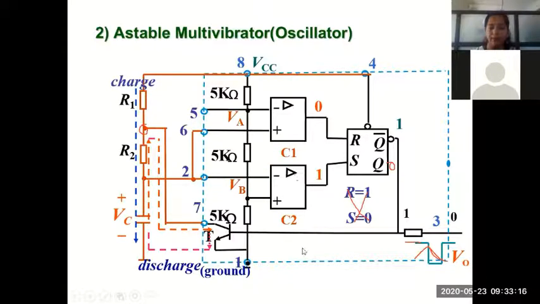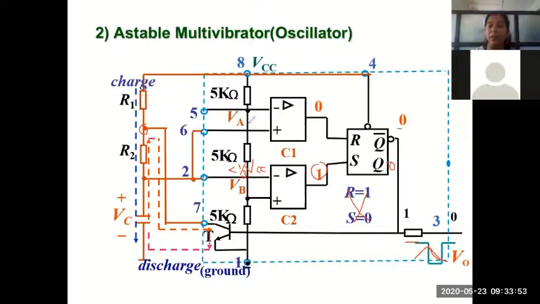When it is discharging, it will be in this state. As soon as the voltage at the capacitor becomes just less than 1/3 VCC, what happens now? Again, you see this capacitor voltage is fed to the inverting terminal. So this comparator output comes to 1 state because inverting voltage is less than 1/3 whereas non-inverting is at 1/3.